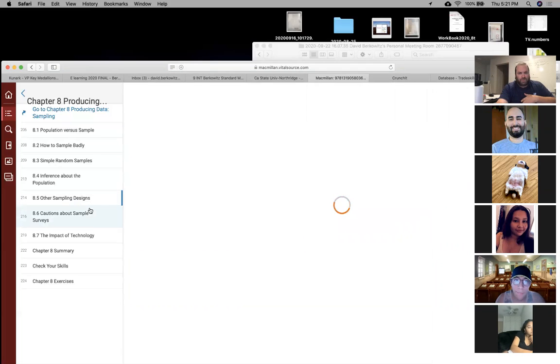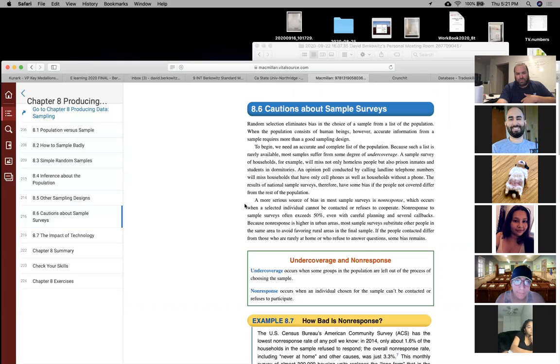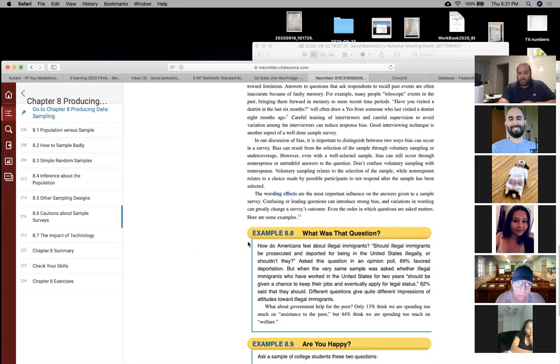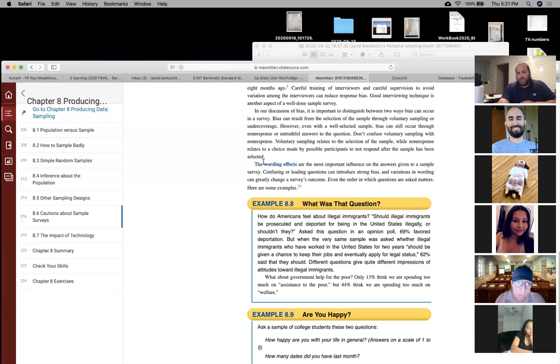And cautions about sample surveys. What are some possibilities? Undercoverage, you don't get a representative coverage, so you're undercovering everything, or non-response. People just aren't answering, thereby causing undercoverage. Those are both bad. And the wording effects. I didn't mention this last time, I just saw it in bold. The way you word a question can greatly impact how people answer it.